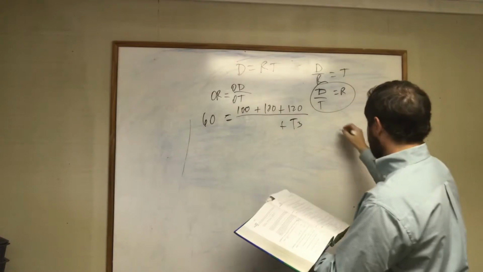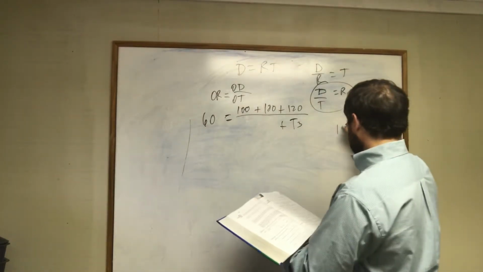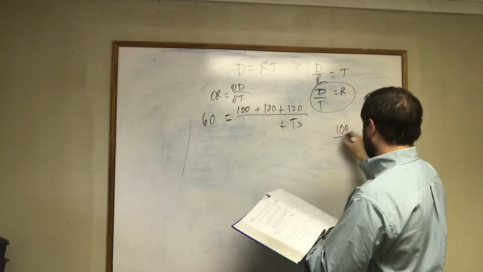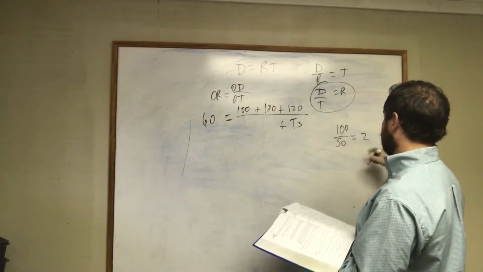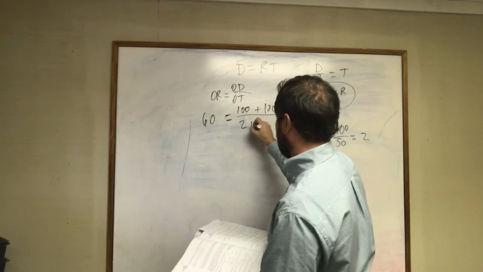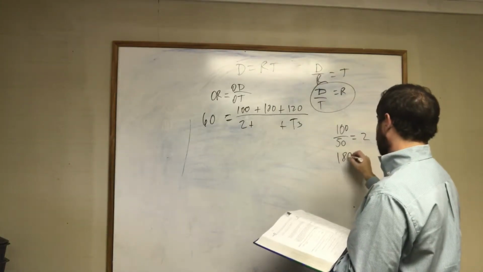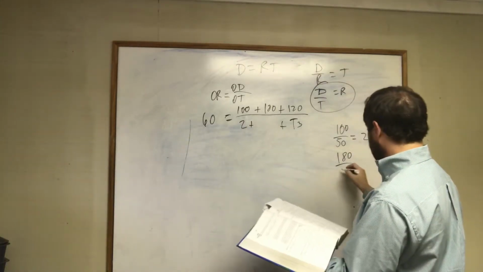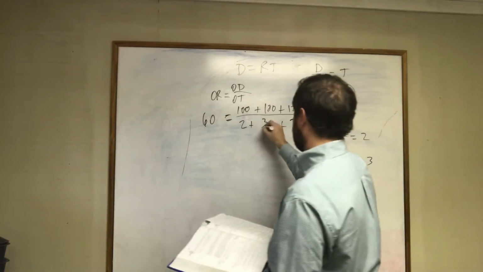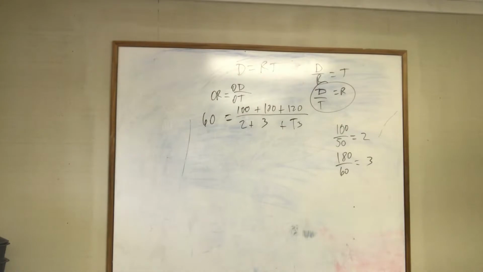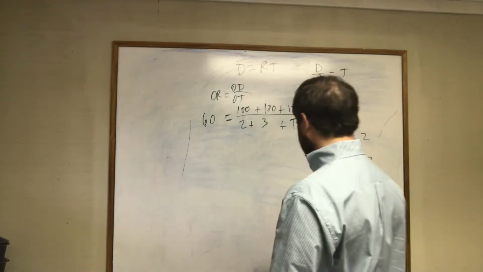Now, they said that they drove 100 miles at 50 miles per hour. Divide that out. Well, that took them 2 hours to do that. So our first time is 2 hours. Now, when they drove 180 miles, they did it at 60 miles per hour. Divide that out. That's going to be 3. It took them 3 hours. So all we have to do is find the missing piece of this puzzle.